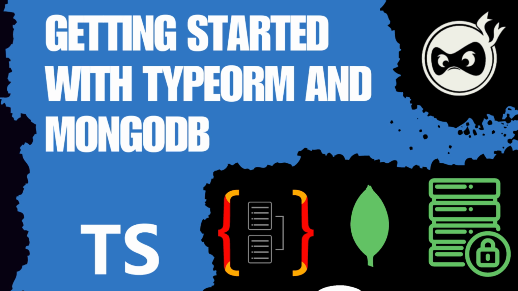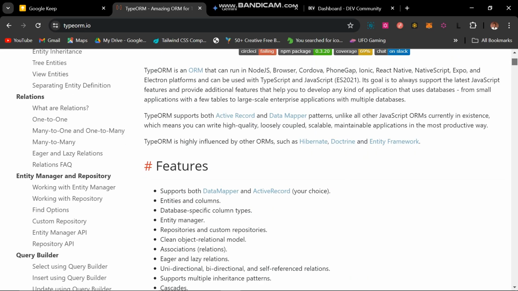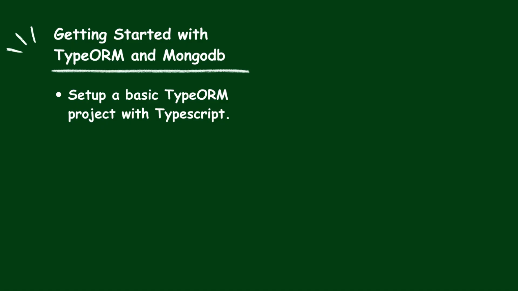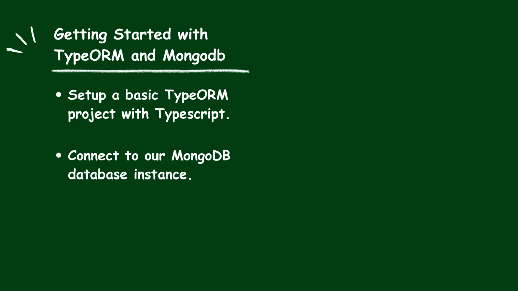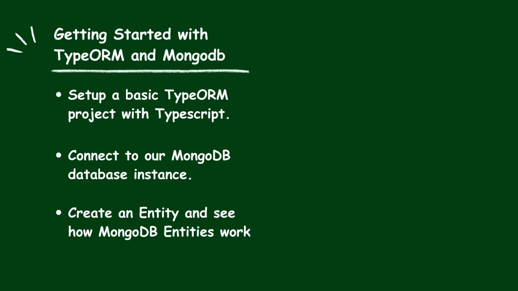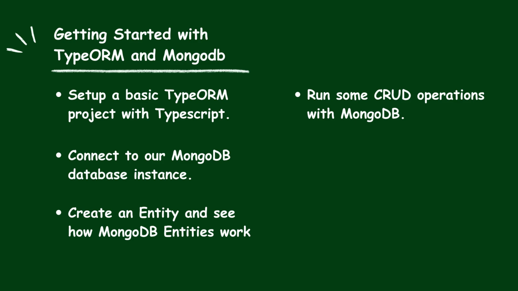In today's video, we are going to get started using TypeORM with MongoDB and TypeScript. In today's video, we will cover the following talking points. We are going to look at installation and project setup. We will set up a basic TypeORM project using TypeScript. Then we will set up the connection to our MongoDB database using TypeORM. We will create a basic entity and see how MongoDB entities work in TypeORM. Then we will run some CRUD operations, and this will be limited to creating a single record, creating multiple records, fetching a single record, fetching multiple records, updating a record, and deleting a record.